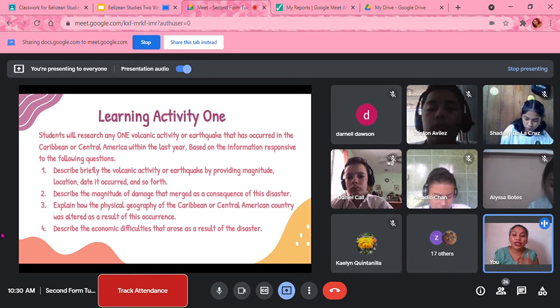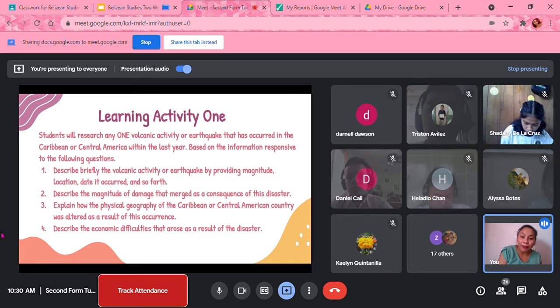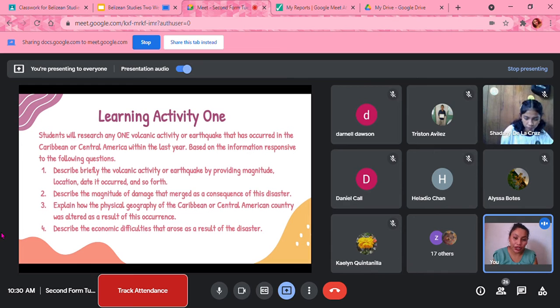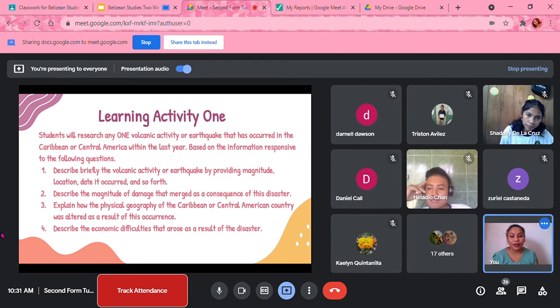Second question, describe the magnitude of damage that emerged as a consequence of this disaster. So if you did a volcanic eruption, what was the aftermath? What does the aftermath look like? What did the country look like after the eruption? And the same thing with an earthquake. After the earthquake incident, what happened? How did the country look? How did the people experience that damage? So you're just explaining.